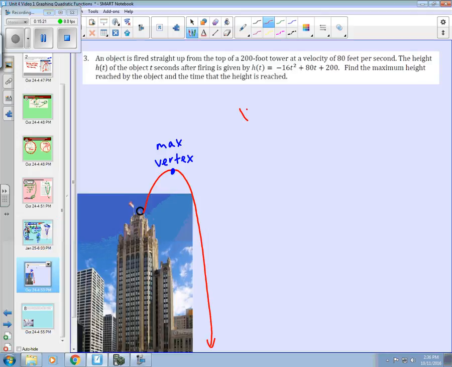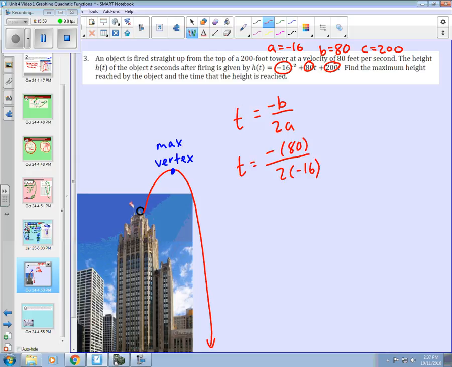What is negative b over 2a? Well, the only difference here is instead of x, our function doesn't have x, it has t as its input value. So it's not x we're finding this time, it's actually the time we're going to be finding here. So plug in the same thing. On this problem, our a is negative 16, our b is 80, our c is 200. Okay, so if we put these numbers in, we got negative 80 over 2 times negative 16. I should be able to solve that.